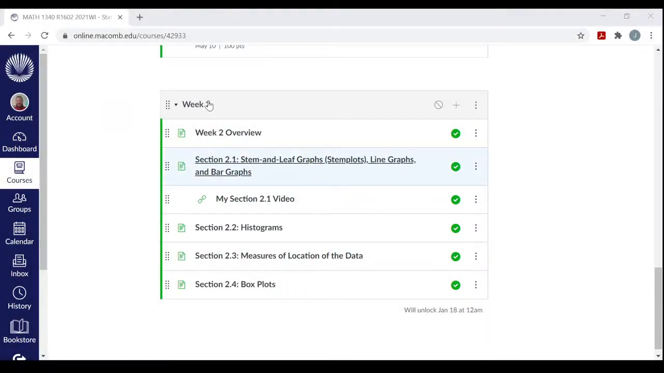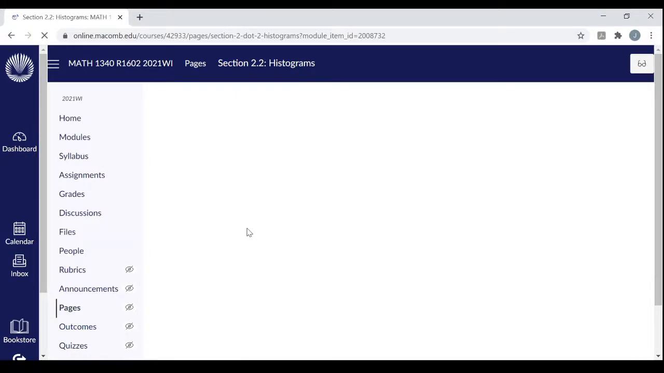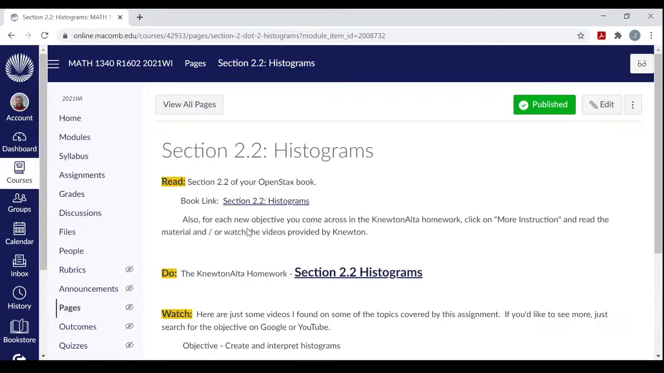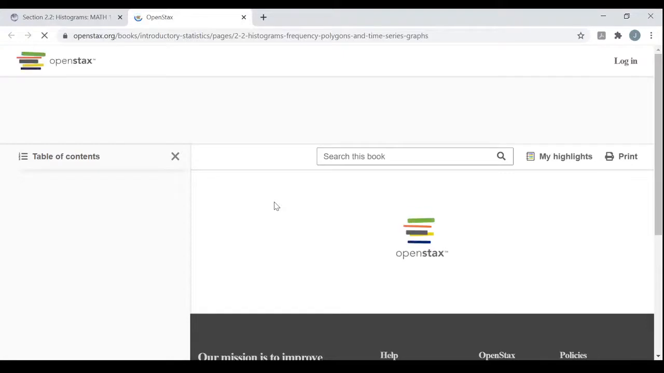Okay, so you're going to see in the Week 2 module there will be a page for Section 2.2, Histograms. You'll open that page. It'll ask you to read Section 2.2 of your OpenStax book. There's a link to it here. Click on it, and it'll open up openstax.org with Section 2.2 from your statistics book.